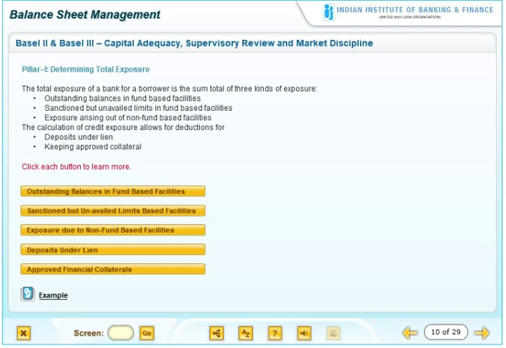The total exposure of a bank for a borrower is the sum total of 3 kinds of exposure: outstanding balances in fund-based facilities, sanctioned but unavailed limits in fund-based facilities, and exposure arising out of non-fund-based facilities. The calculation of credit exposure allows for deductions for deposits under lien, keeping approved collateral.